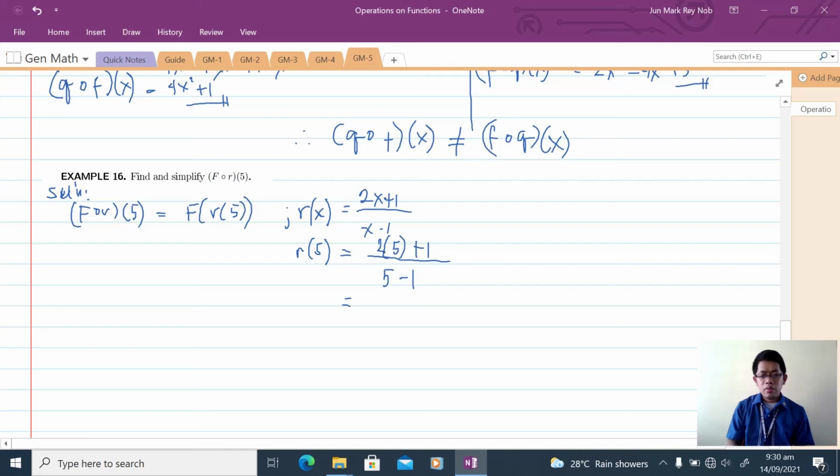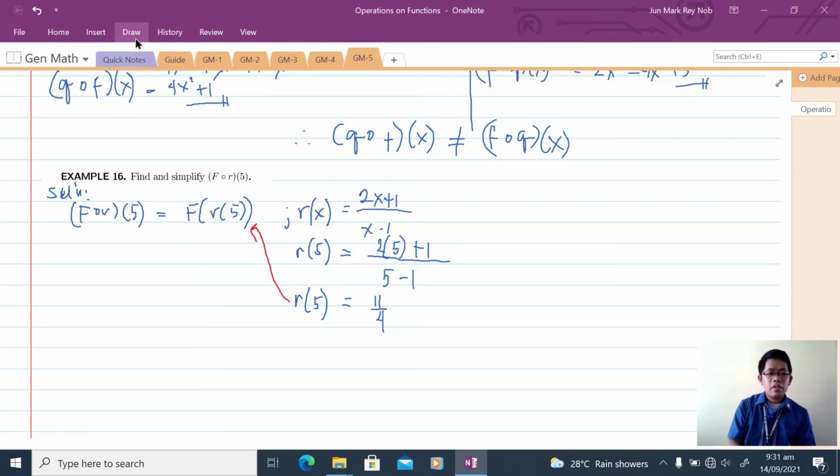What is 2 times 5 plus 1? That's 11. And 5 minus 1 is 4. So that's actually R of 5. Now we will replace R of 5 with its value, which is 11/4. So we can rewrite this as F of R of 5 being F of 11/4.